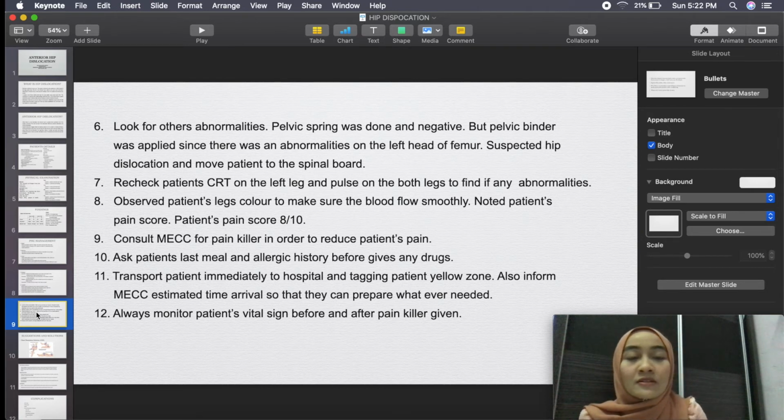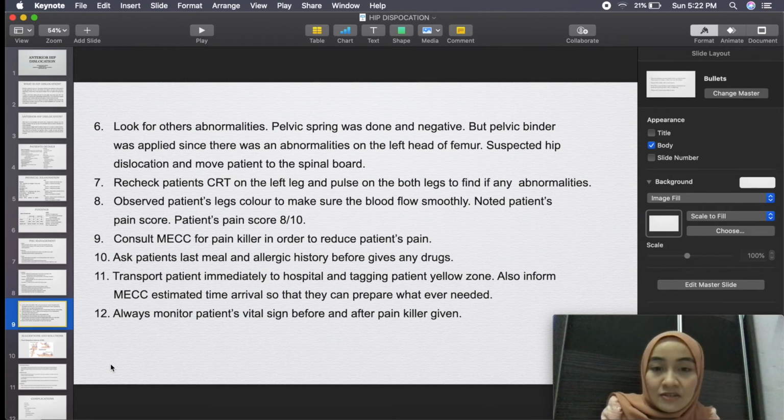Okay, recheck the patient's CRT on the left leg and also the right leg, and also check the pulse on both legs to find any abnormalities. Observe the patient's leg color to make sure the blood flows smoothly. Note the patient's pain score. For this patient, pain score 8/10. Next is consult an ECC for painkiller in order to reduce the patient's pain. Ask the patient's last meal and allergy history before giving any drugs.